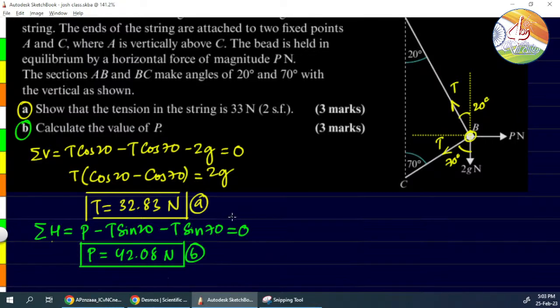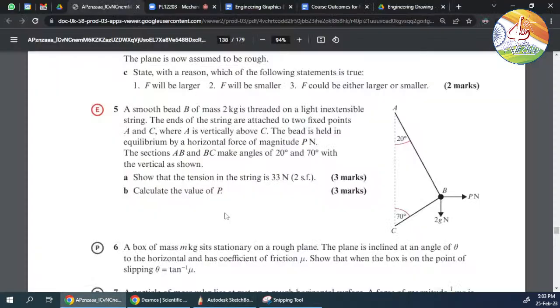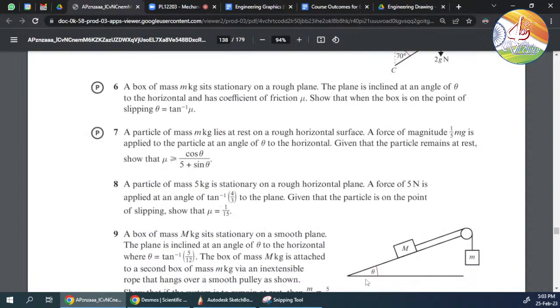Okay, any doubts here? Alright, so let's go with the next problem.